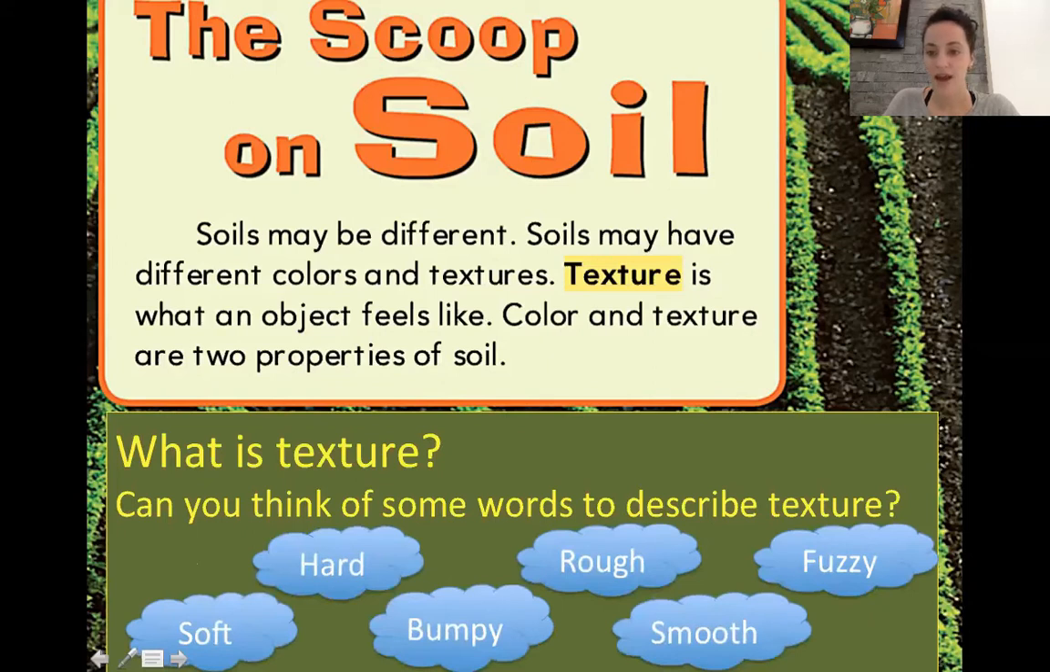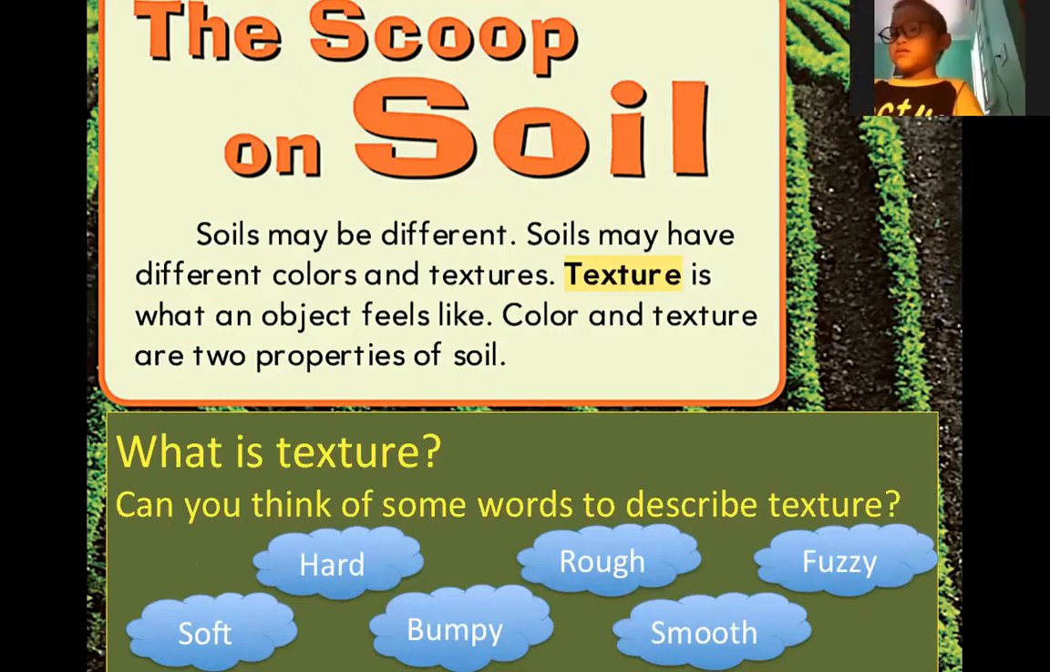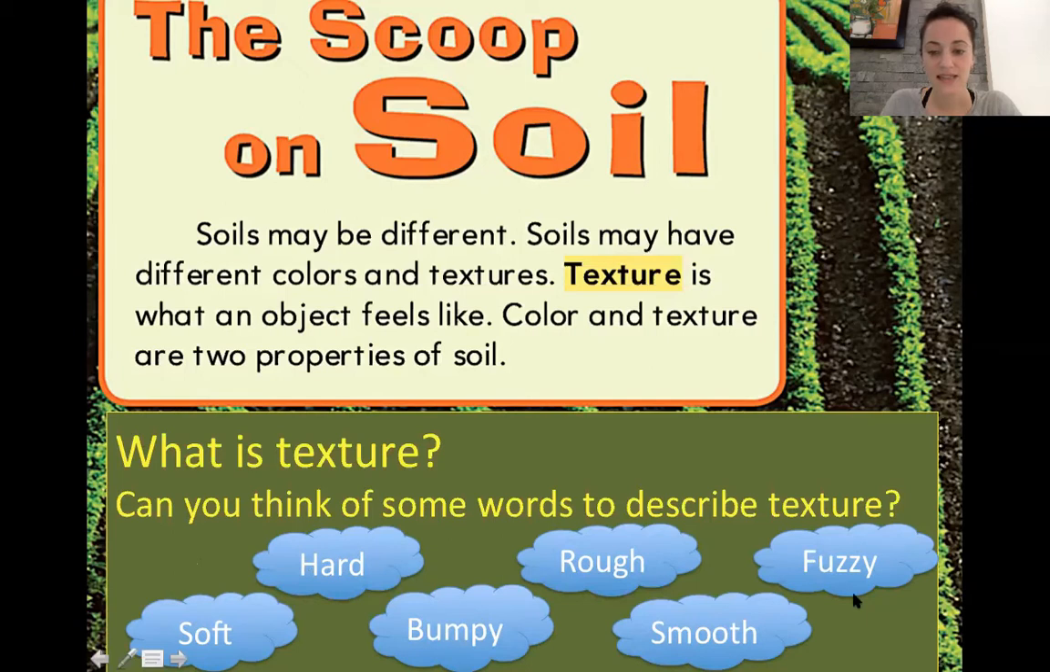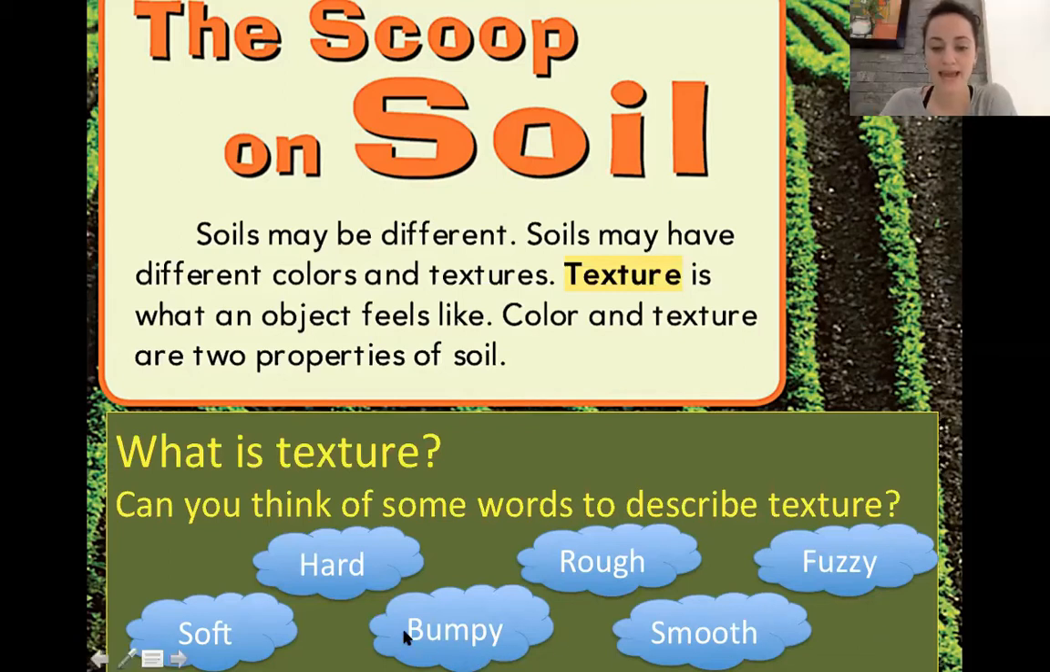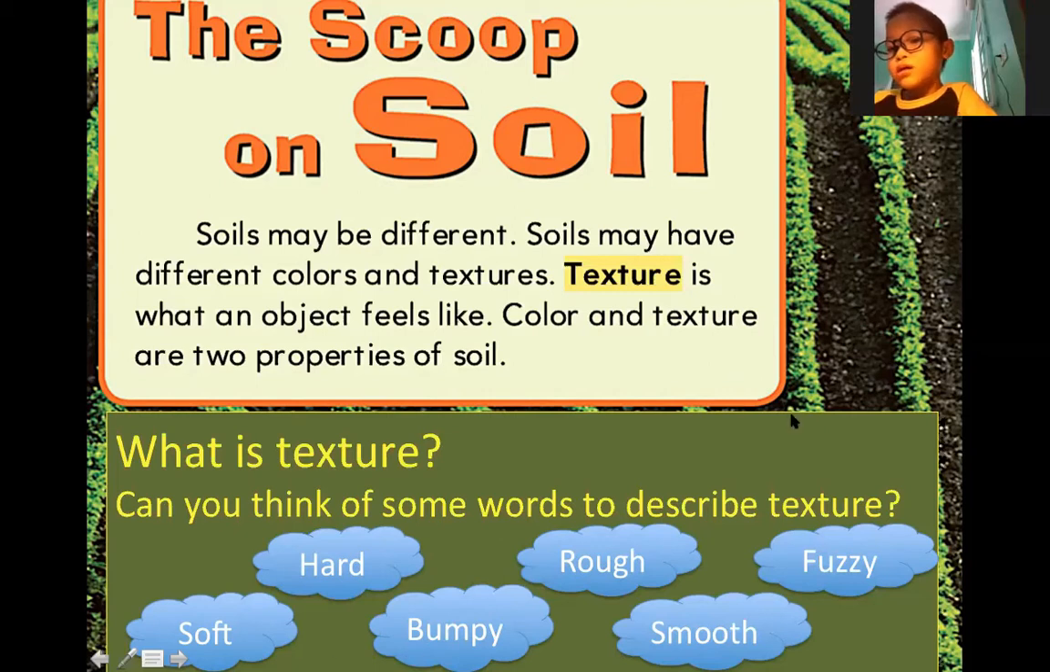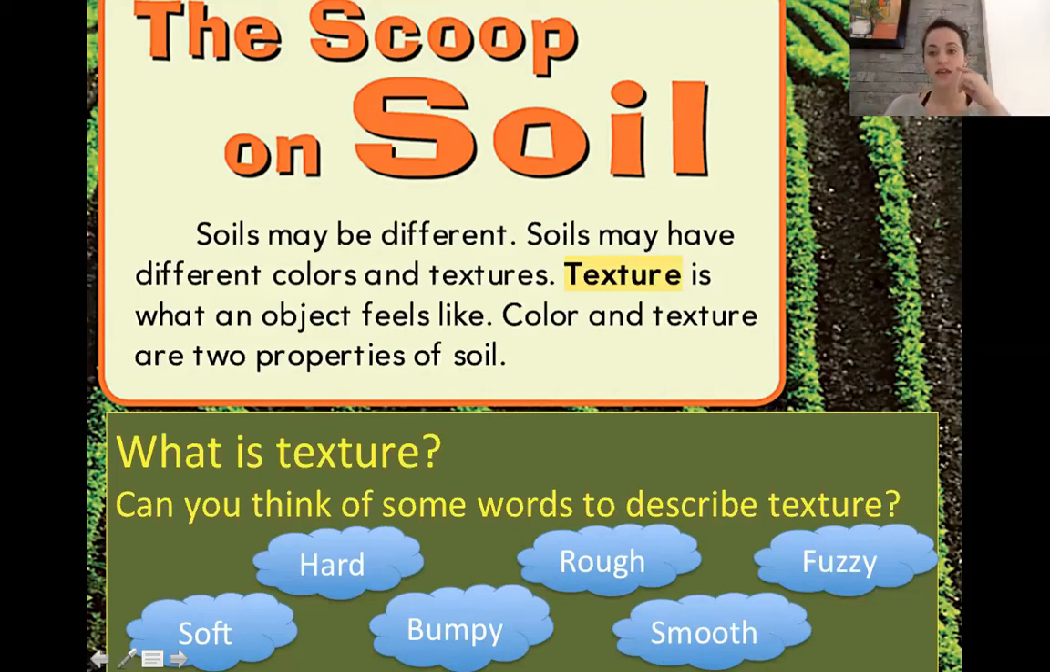Here are some that I thought of. Milk, are you there now? Say hello. Hi, Milk. Can you read these six textures for me at the bottom, starting with soft? Soft, bumpy, rough, smooth, fuzzy. Good. Can you say bumpy? Bumpy. Very good. Excellent job, Milk. So these are some that I thought of. They can be soft like a pillow, hard, bumpy, rough, smooth, fuzzy.